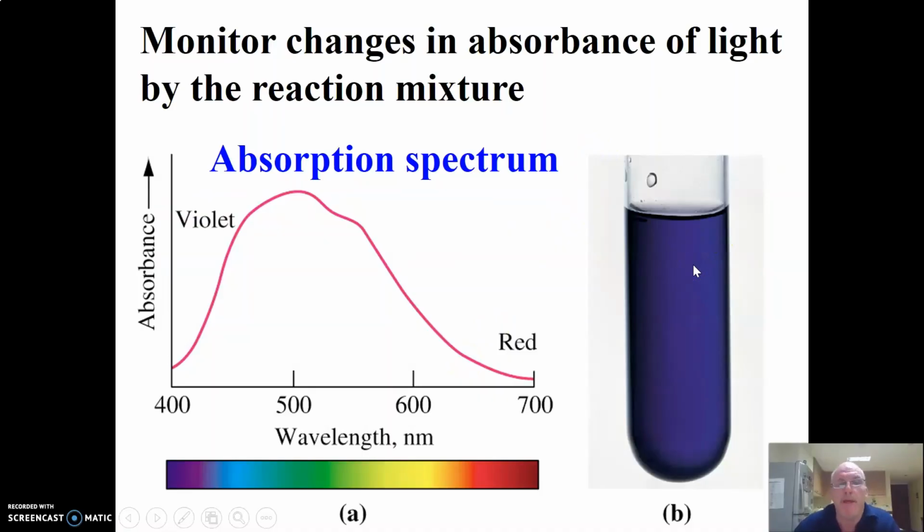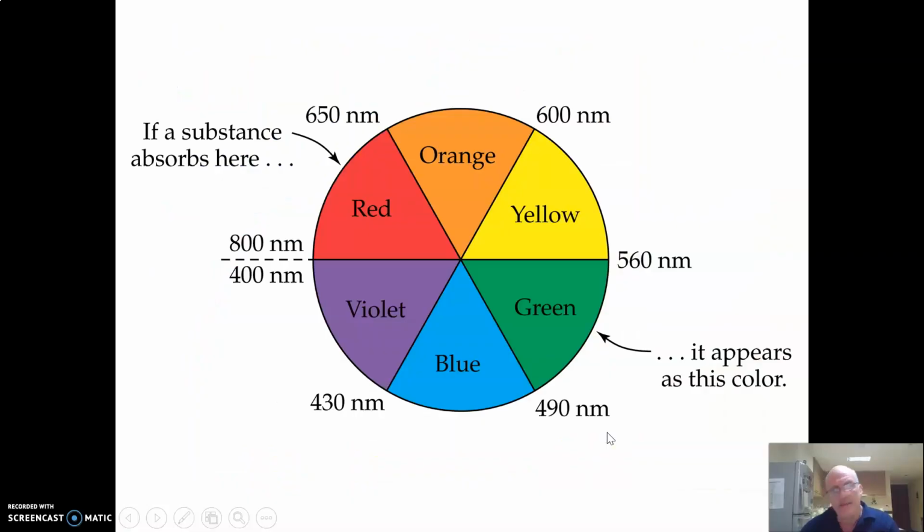The reason why it's blue is because when white light is shone at this, it's absorbing all of these wavelengths here, particularly this one, a big absorber, but it's not absorbing here, and it's not absorbing far to the right here. So a mixture of these colours and these colours, which are being transmitted, gives us the colour that we see. All of these are being absorbed. Okay, and this colour wheel is in your data book. If a substance is absorbing here, then you will see this colour.